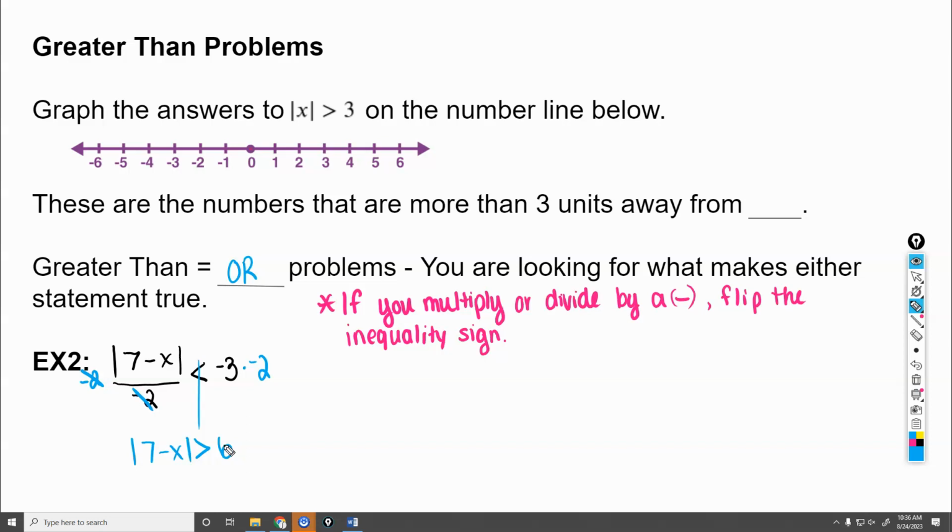Everybody okay there? All right, so just like we did on the last problem, we're going to split this up. We're going to have 7 minus x is greater than 6. Just basically drop the bars. And on the second one, we're going to have 7 minus x is less than negative 6.